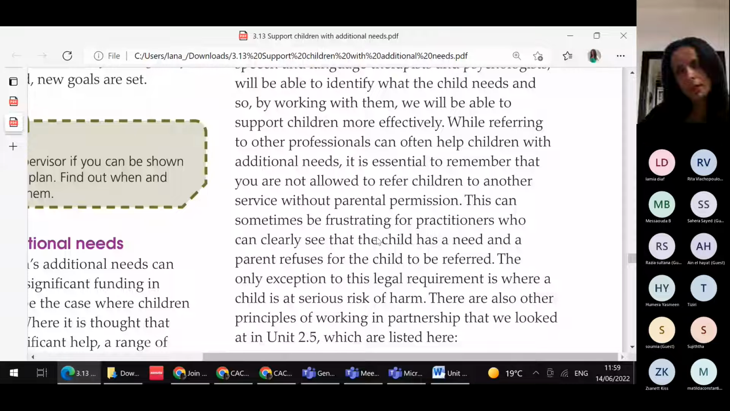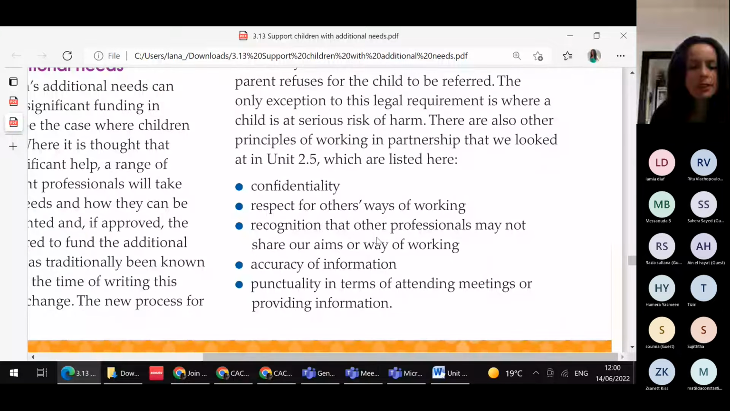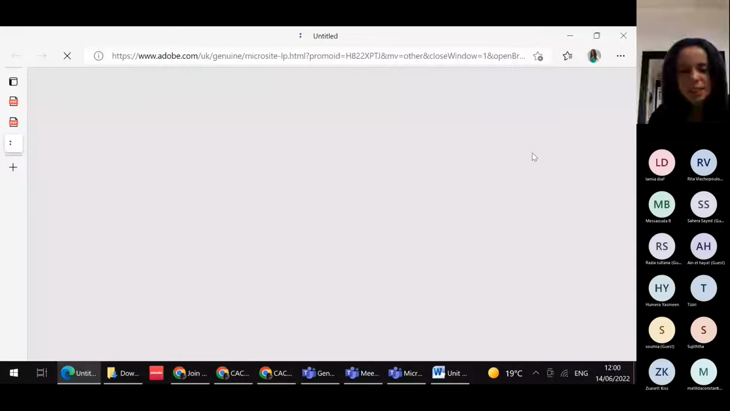Why? Because we maintain the child's confidentiality. We respect working with others. So for me, I respect working with other professionals. If I'm not satisfied by what some of the professionals told us about one of the children, I shouldn't bypass him to another professional. We should respect what other professionals say and the way they work.